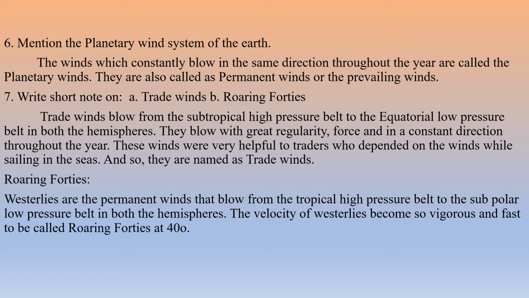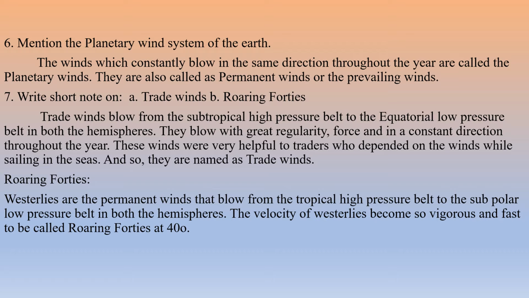Mention the planetary wind system of the Earth. The winds which constantly blow in the same direction throughout the year are called the planetary winds. They are also called permanent winds or the prevailing winds. Yes. What is meant by planetary winds, children? The wind which is blowing on the planet Earth is called planetary winds. It is the permanent wind or the prevailing wind because it will be blowing in the same direction throughout the year.